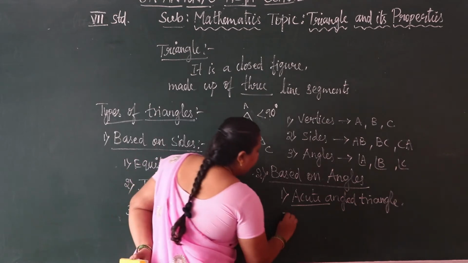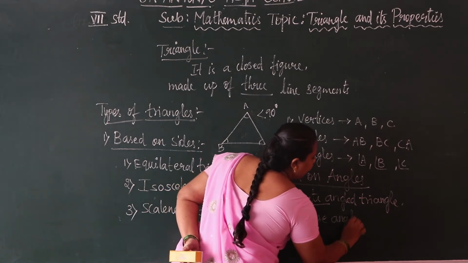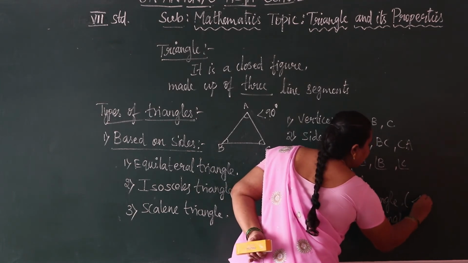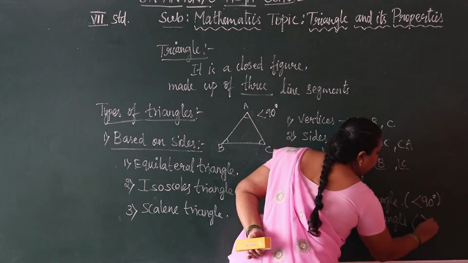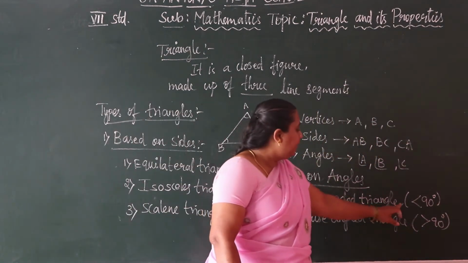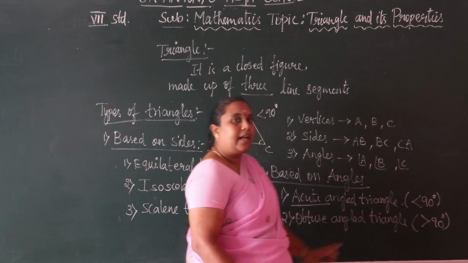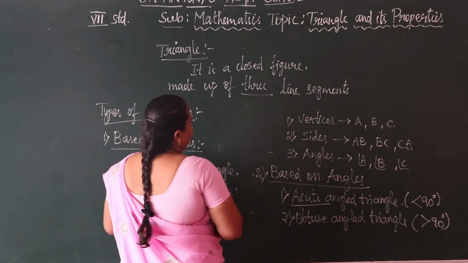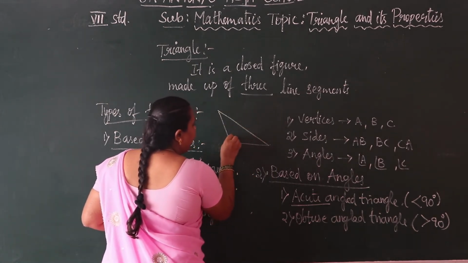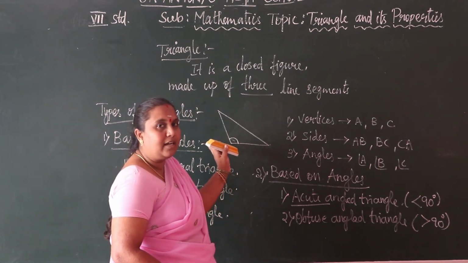Understood? So next, the second one, obtuse angle triangle. Less than 90 degree is an acute angle triangle and greater than 90 degree is an obtuse angle triangle. See, an obtuse angle looks like this. So this is an obtuse angle. It is greater than 90 degree. So we can say it is an obtuse angle triangle.